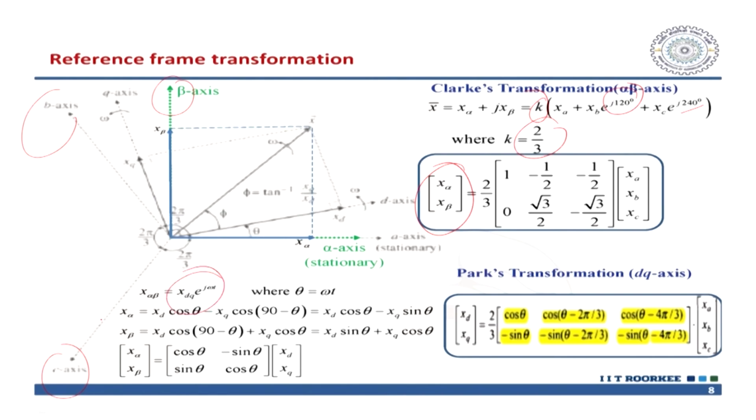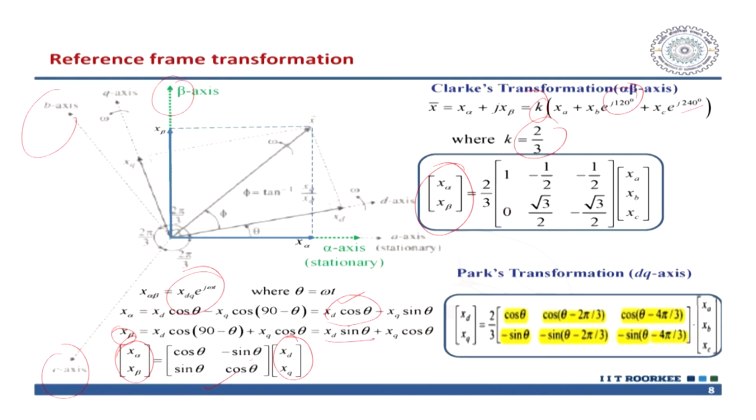Thereafter, x alpha beta can be multiplied by the synchronous frame of reference, then it becomes the dq frame of reference, that is x dq e to the power j omega t, where theta equal to omega t. Thus x alpha equal to x d cos theta minus x q cos theta minus 90, that is nothing but sin theta. So, x d cos theta minus x q sin theta. Similarly, you can write x beta equal to x d cos theta minus 90 plus x q cos theta. So, it will be x d sin theta plus x q cos theta. Thus, the transformation from alpha beta to dq will be this, that is cos theta, minus sin theta, sin theta, cos theta. So, this is a transposition matrix.